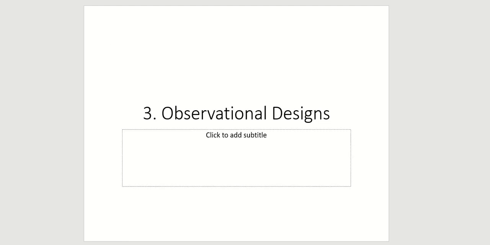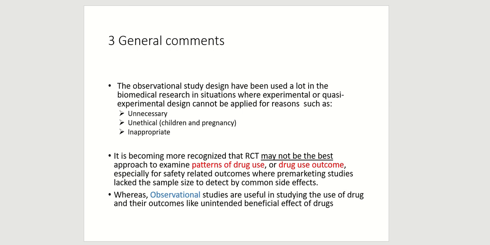Now we come to talk about observational design. So we finished experimental design. Observational design is a general term. Observational study designs have been used a lot in biomedical research in situations where experimental or quasi-experimental design cannot be applied for reasons. For example, it's unnecessary, it's unethical, or it's inappropriate.